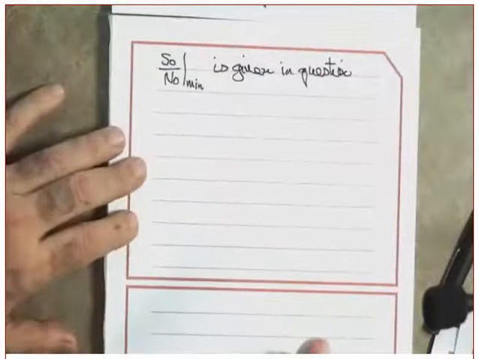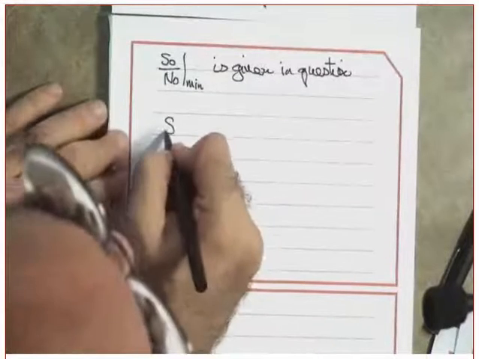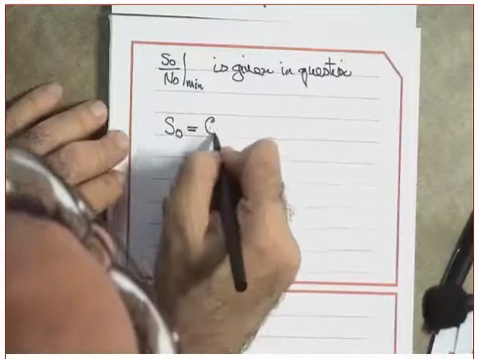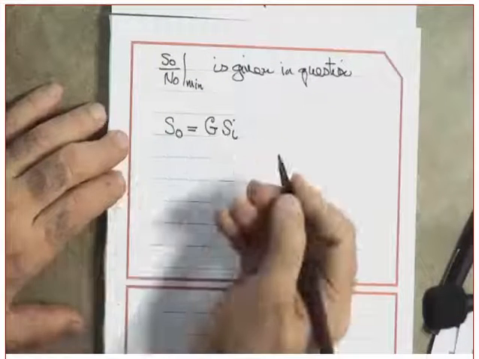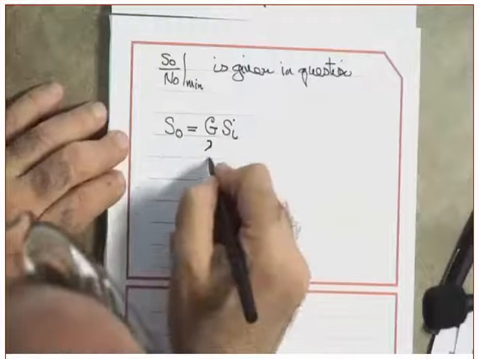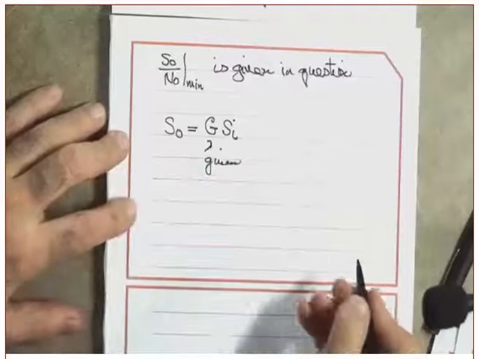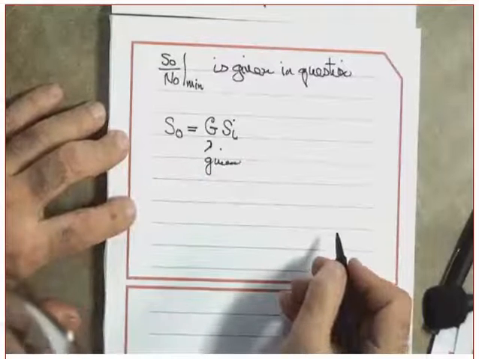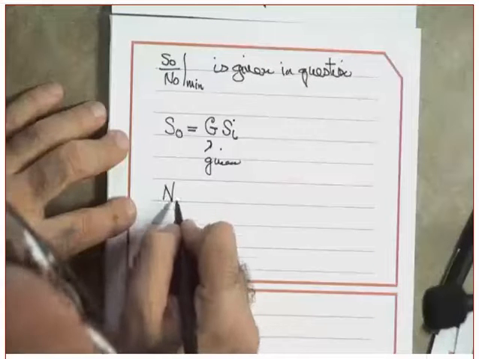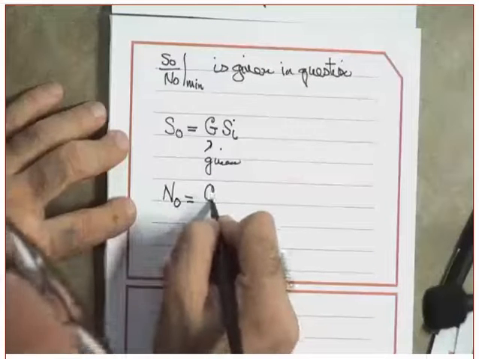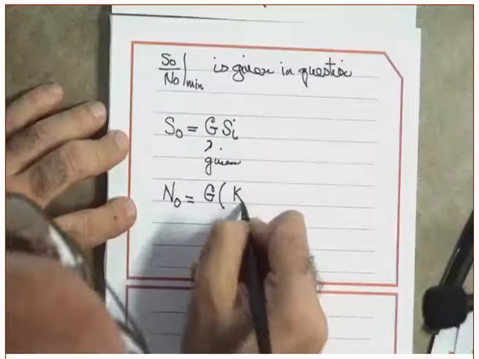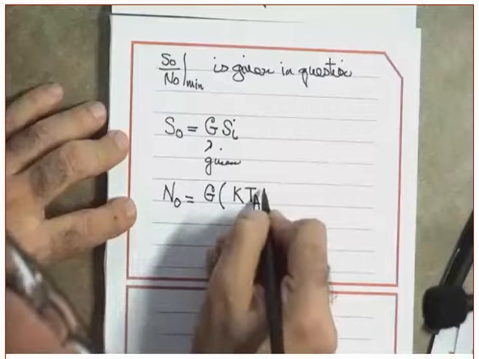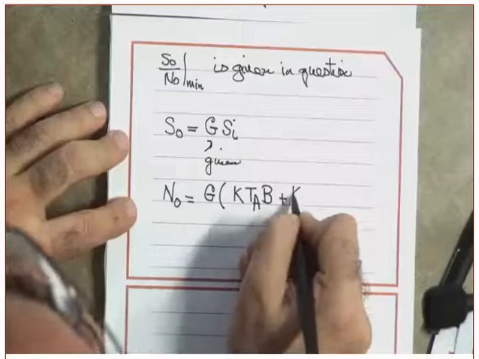Yes or no? Cannot hear you. Now, S0 is equal to what? G Sn. This is given. Yes or no? What is N0? It's G times what? K Ta. B plus what?